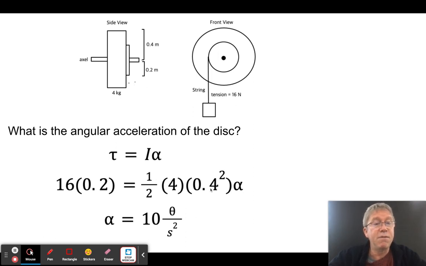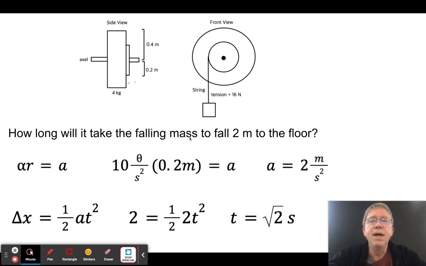But now I want to know, how long is it going to take this mass to fall to the floor in this case? Here's what I know. I know that this object is accelerating, but its acceleration right now is expressed in terms of angular acceleration. So I know its angular acceleration is 10 radians per second squared. What I've got to remember is, for every rotational value, at least for displacement, velocity, and acceleration, if you multiply it by r, you get the translational equivalent. So alpha times r equals a.